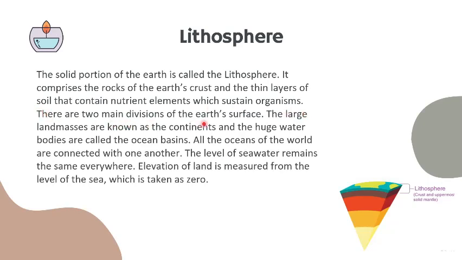There are two main divisions of Earth's surface: the large land masses that are known as the continents and the huge water bodies called ocean basins. All oceans of the world are connected with one another. The level of seawater remains the same everywhere. The elevation of land is measured from this level of sea, which is taken as 0.